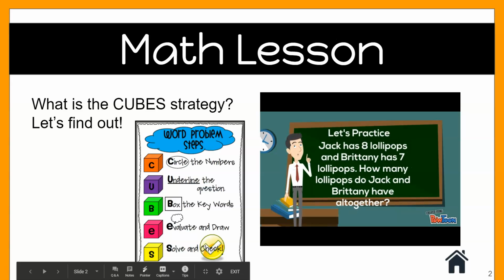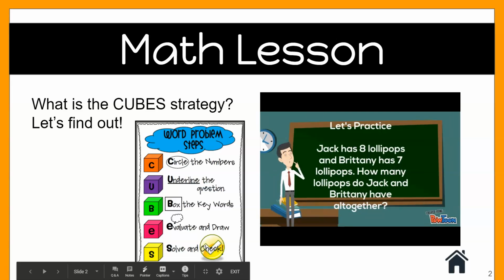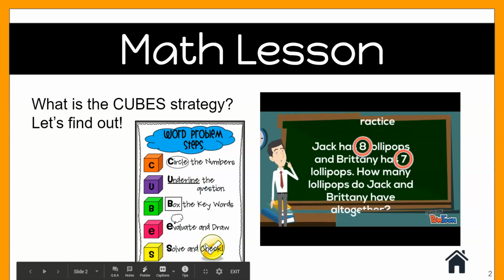Jack has 8 lollipops and Brittany has 7 lollipops. How many lollipops do Jack and Brittany have all together? All right, so let's begin with the letter C. We need to circle all the numbers in our problem. I see 2 different numbers in this problem. Do you see them? That's right, a number 7 and a number 8. Let's go ahead and circle both of the numbers.